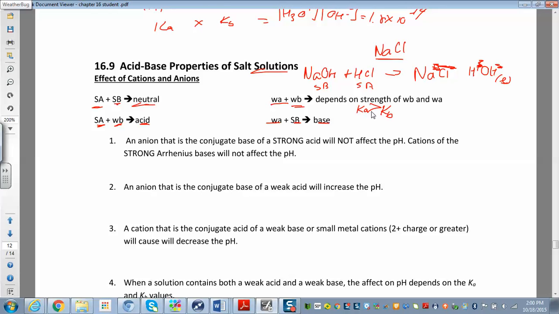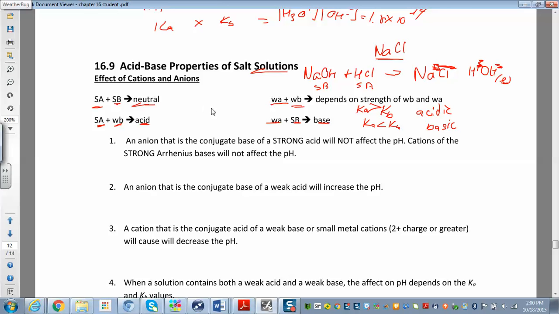So if the Ka is bigger than the Kb, then it's going to be acidic. That's like if the weak acid is stronger than the weak base, it'll be acidic. If it's the other way around, if the Ka is less than the Kb, then it would be basic. So that's a tricky one. You can't do that one just by looking at it. You have to compare the Ka and the Kb.